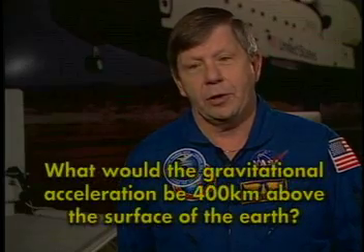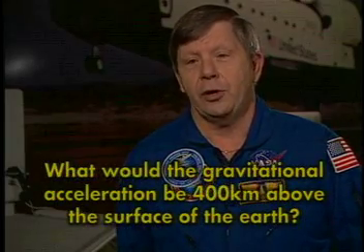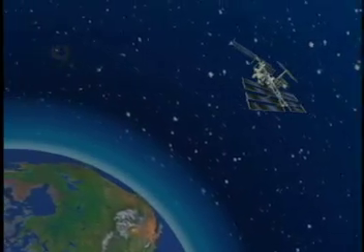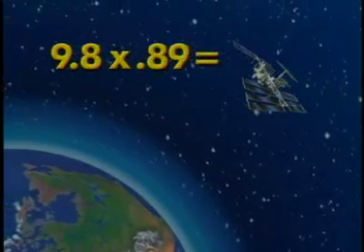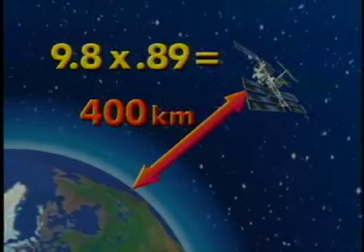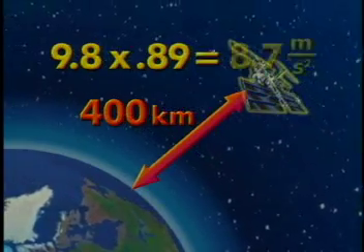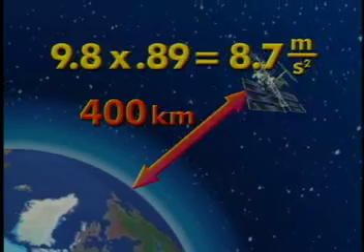If the gravitational acceleration on the surface of the Earth is 9.8 meters per second squared, what would the gravitational acceleration be 400 kilometers above the surface of the Earth? Let's see. You would approximate the gravitational acceleration at 400 kilometers above the Earth's surface by calculating the product of 9.8 and 0.89, or 89/100. That's correct. By multiplying 9.8 and 0.89, we see that the gravitational acceleration at 400 kilometers above the Earth's surface is about 8.7 meters per second squared.